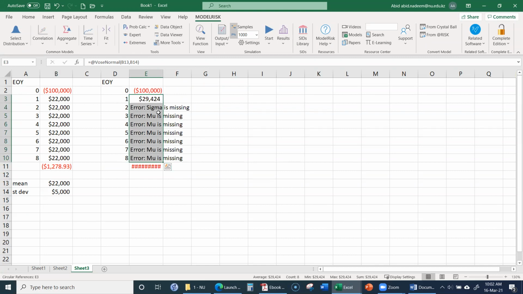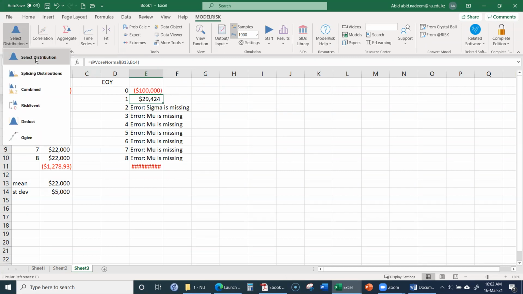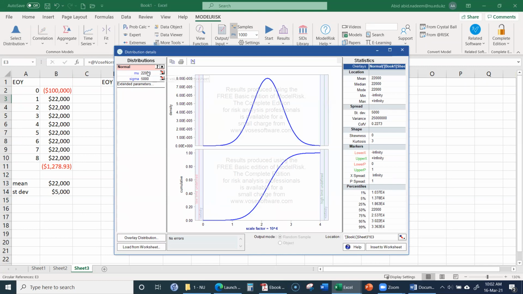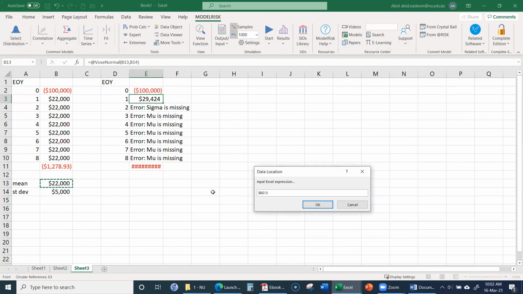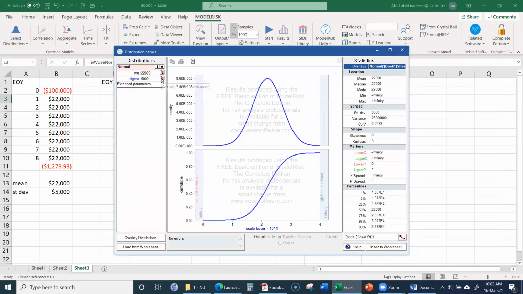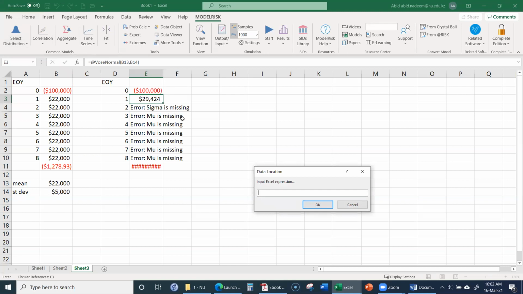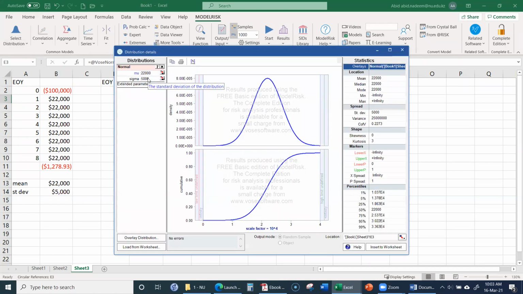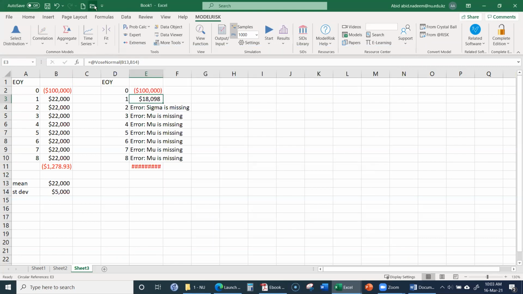So again, there is some mistake over here, because I did not fix those references. So the references are changing. So for this, I need to go back again, select the distribution, and then I selected this distribution, and then I clicked OK, and then I selected the sigma, and then I clicked OK over here, and then I inserted it to the worksheet.